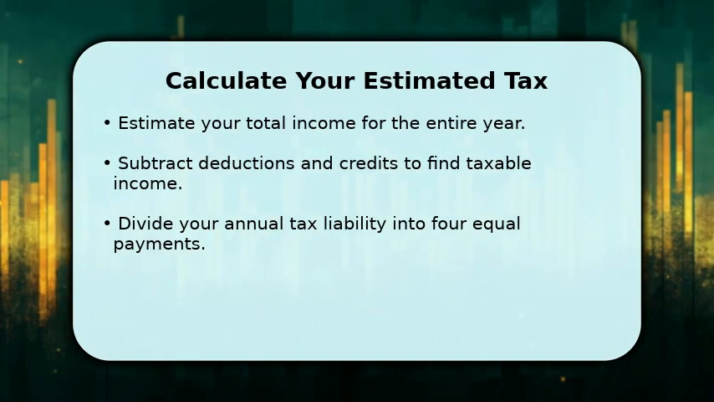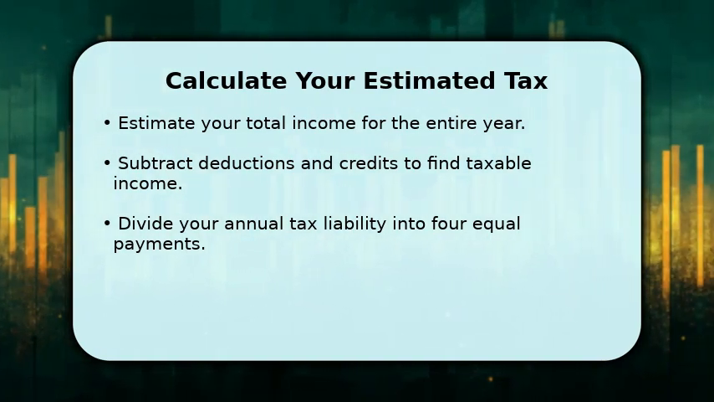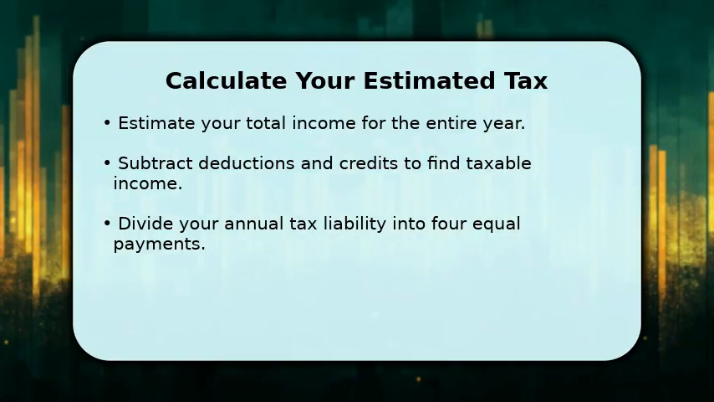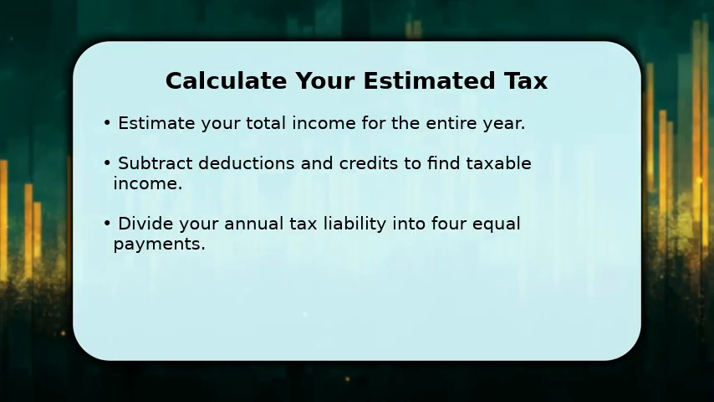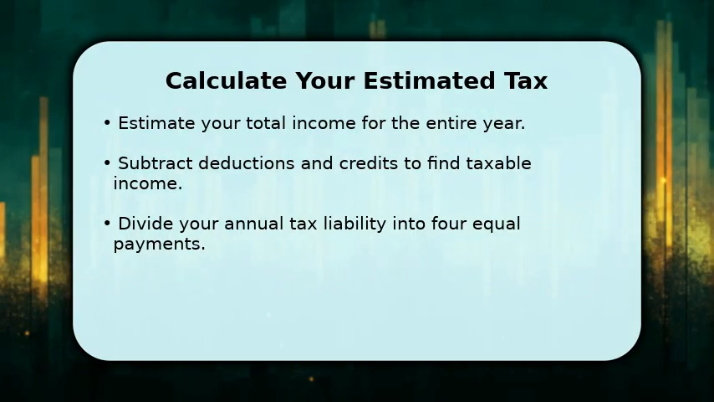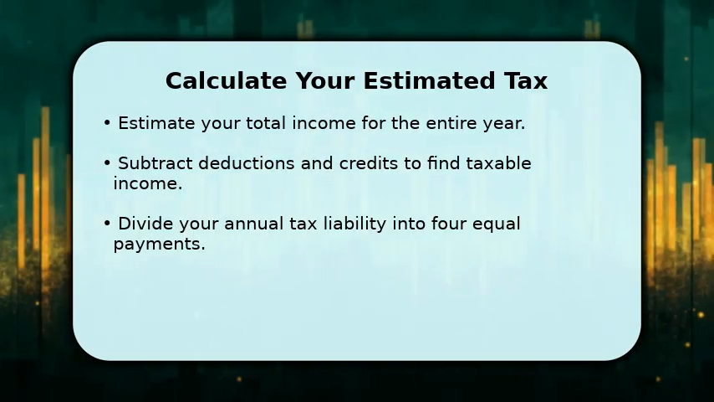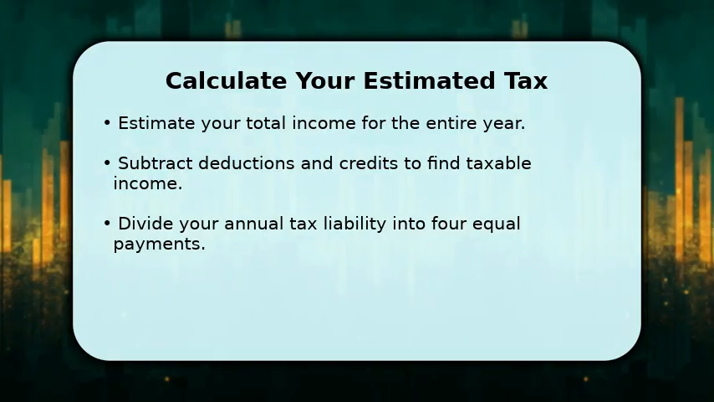Calculating your estimated tax involves a few key steps. First, project your total income for the entire year, including all sources. Next, subtract any expected deductions and credits to arrive at your estimated taxable income. Finally, divide your total annual tax liability into 4 equal payments, ensuring you meet the quarterly deadlines.